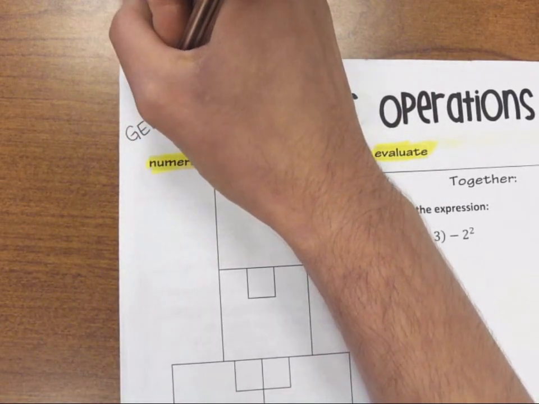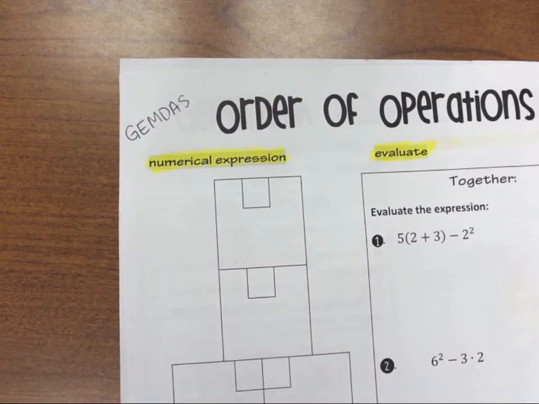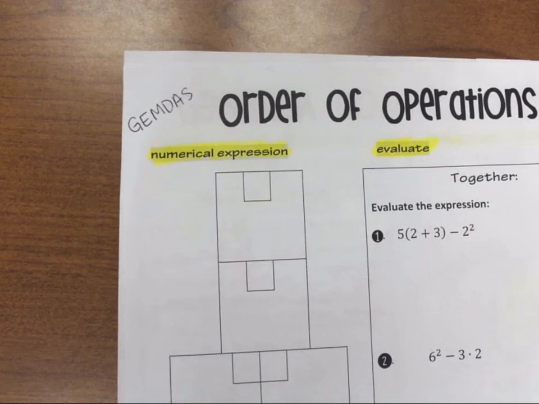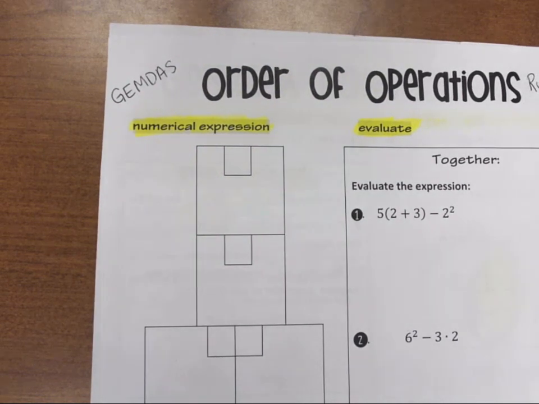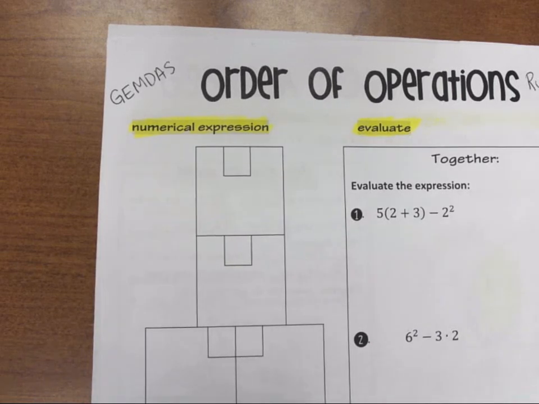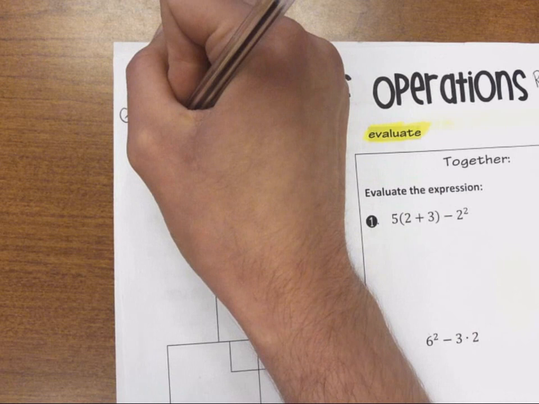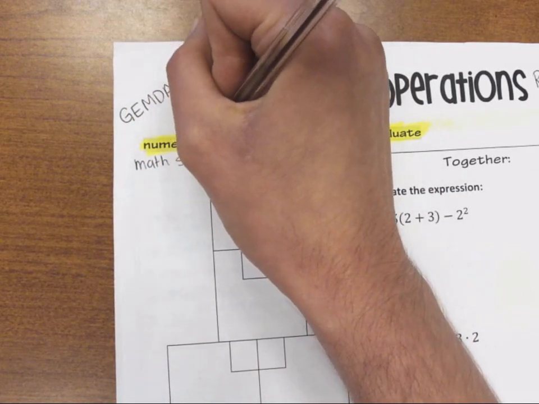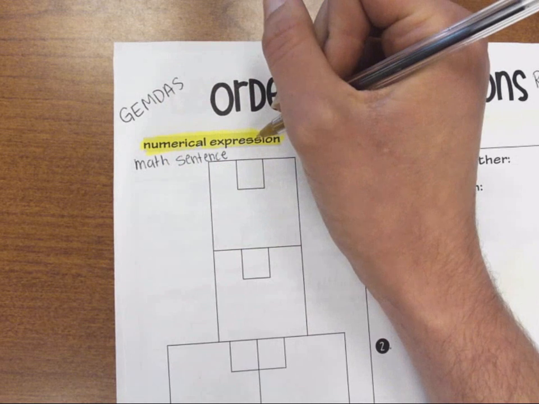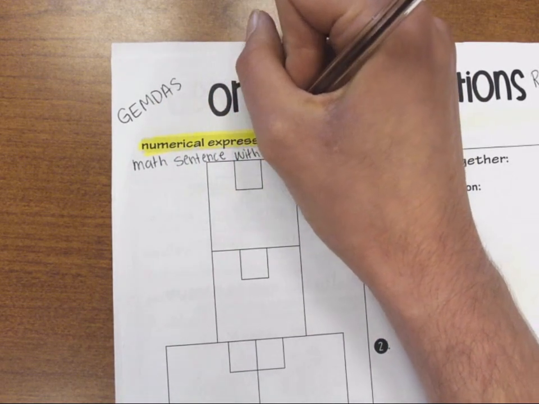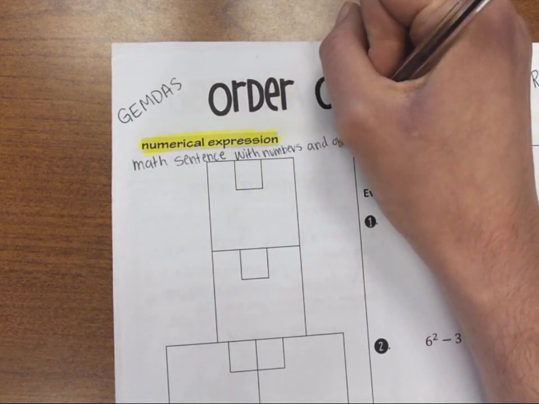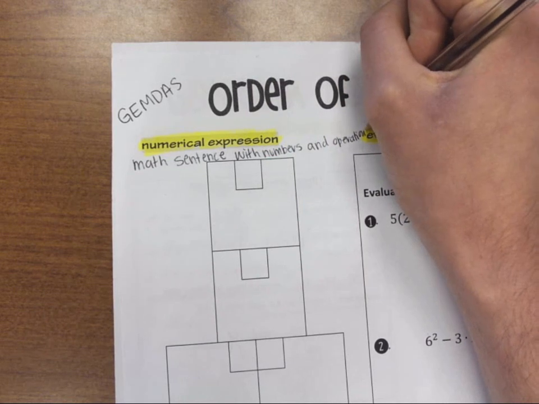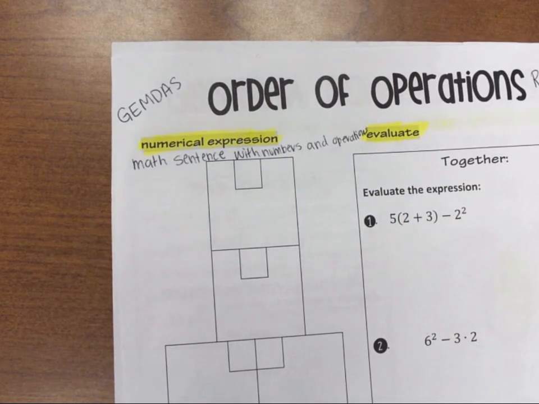So GEMDAS, right here. And we'll explain what that means in just a minute. But first, let's define a couple words. The first word I want to talk about is numerical expression. A numerical expression, it's like a sentence. So right here, a numerical expression is a math sentence with numbers and operations. That got kind of long. So it's a math sentence with numbers and operations, and it has no equal sign.